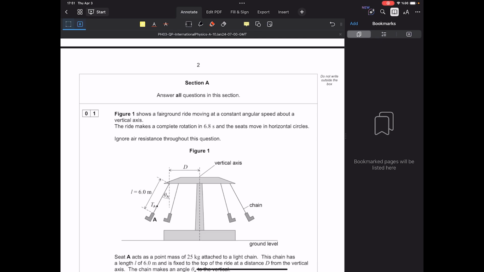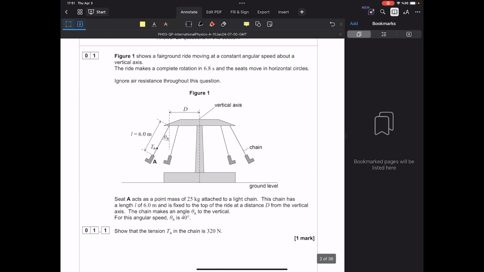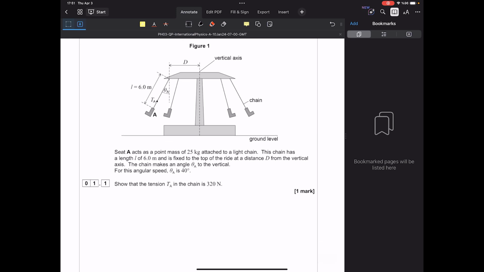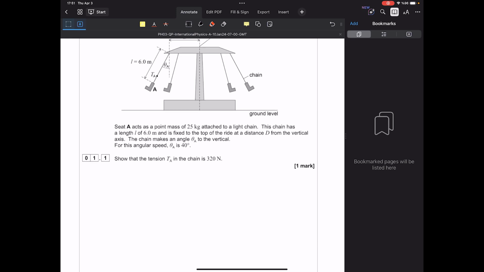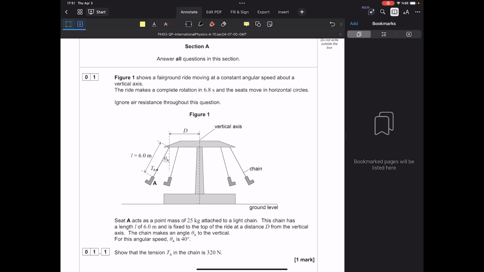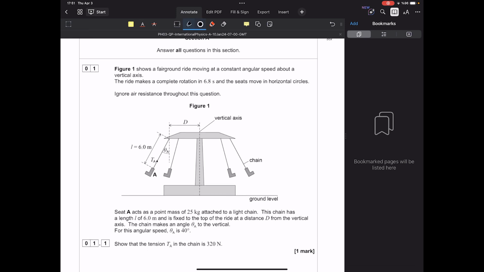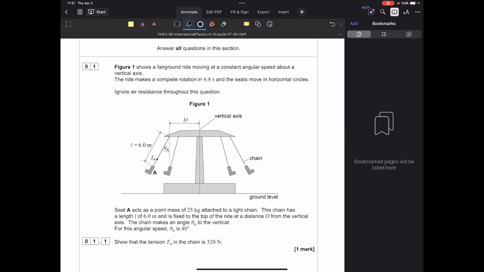All right, everyone. So I'm going to solve an A-level style question on circular motion now. This is a pretty simple question, but I just want to solve an A-level style question for this. So we have this carousel thing. Apparently, it's called a fairground ride, moving at a constant angular speed. So it's doing uniform circular motion, and it makes a complete rotation in 6.8 seconds. So the period is 6.8 seconds.